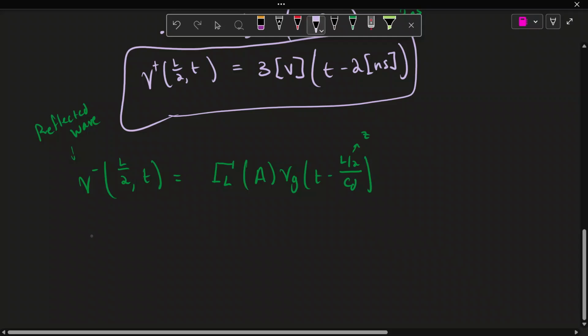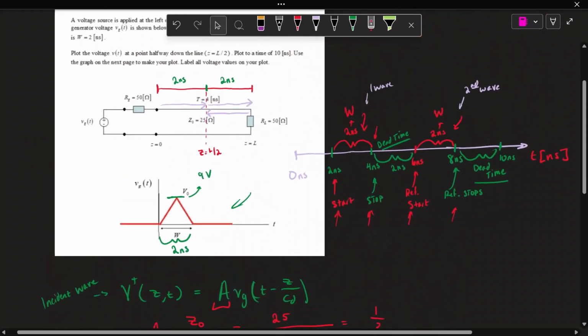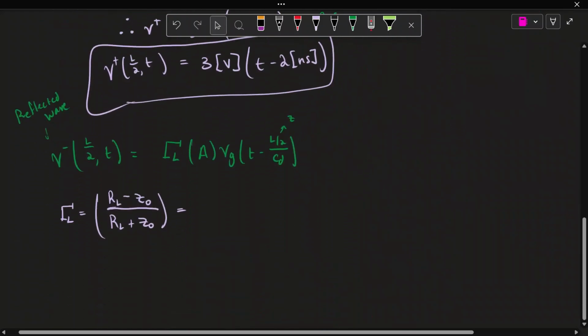Okay, well, what is this weird L symbol? What is it going to be equal to? Well, we know this is going to be equal to the load resistance minus the characteristic impedance divided by the load resistance plus the characteristic impedance. And for us, RL is what? 50 ohms, and Z naught is 25 ohms. So we have 50 minus 25 divided by 50 plus 25. This is looking very similar. This is 25 over 75.